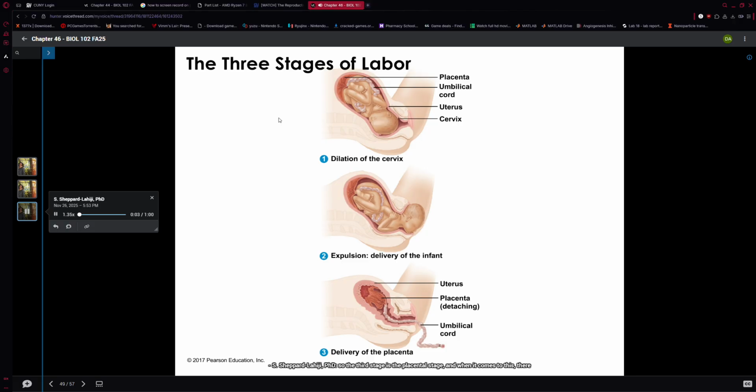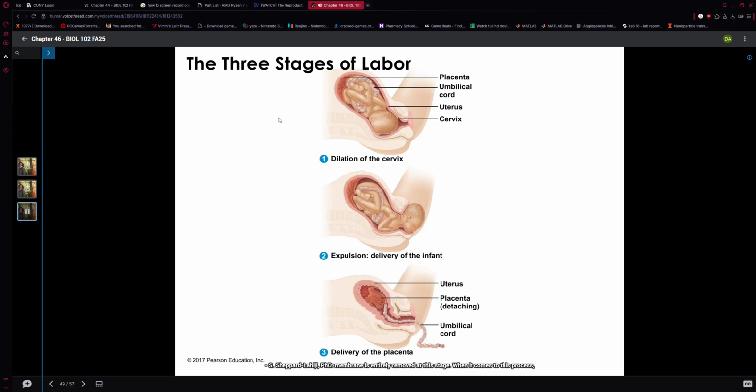So the third stage is the placental stage. And when it comes to this, there is still continued contraction of the uterus after the baby has been expelled. We need to ensure that the placenta is removed during this process. The placenta is non-muscular, so it's not capable of contraction. We want to make sure that the placenta and the amnion and the other fetal membrane is entirely removed at this stage.